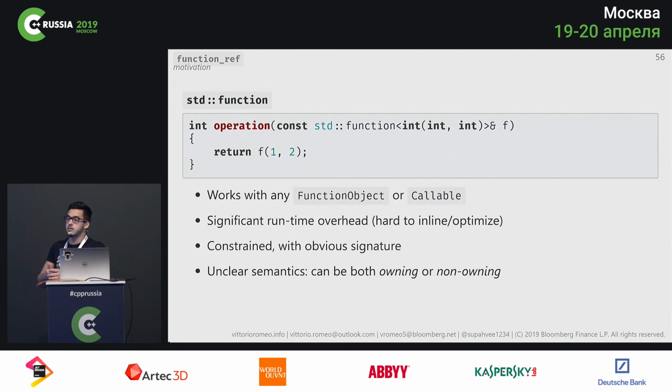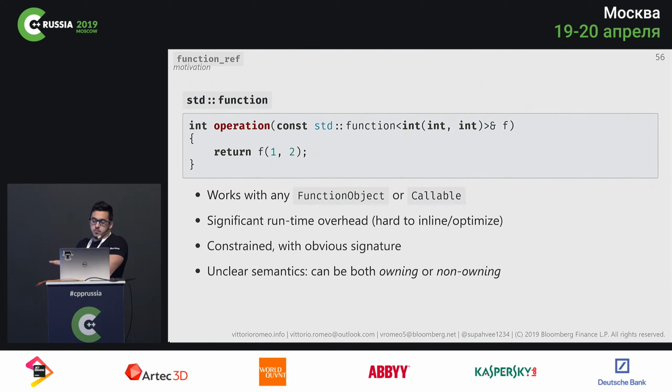It can allocate. It always owns the callable. So it makes it hard for the compiler to reason about it and inline everything. Another good thing, it is constrained with a very obvious signature. You can see the signature right there. Takes two integers and returns another one.